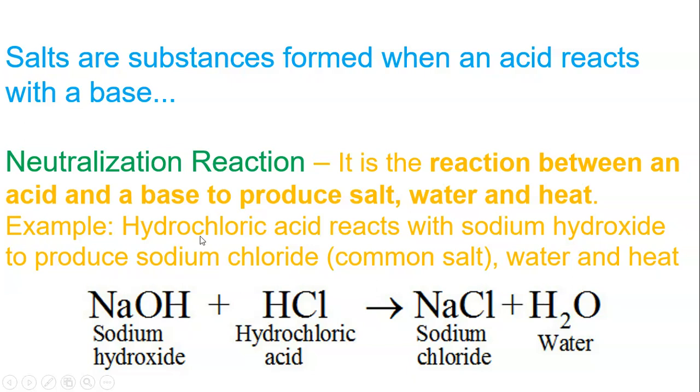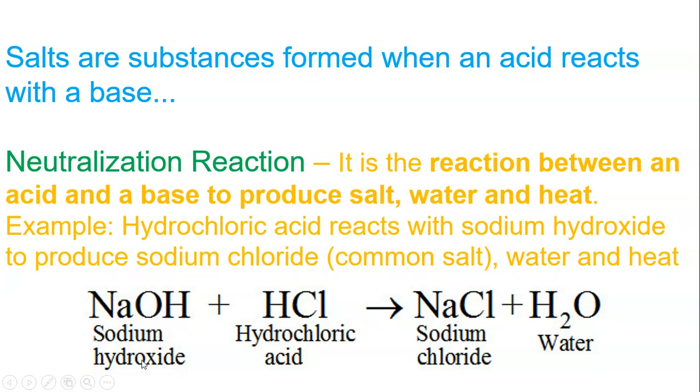Some examples are shown here, that is hydrochloric acid. Hydrochloric acid is an acid, and when it reacts with the base, that is sodium hydroxide, right? Hydrochloric acid reacts with sodium hydroxide, which is a base, and it produces a salt called sodium chloride. It is also known as common salt, which we use in preparing or cooking food. Along with that, products like water and heat are formed.